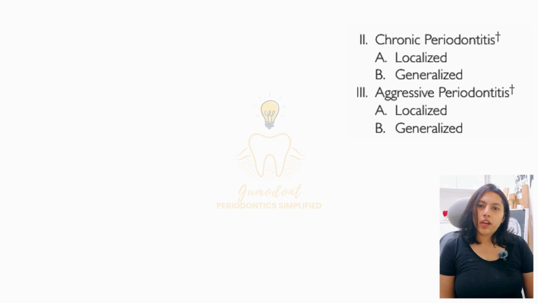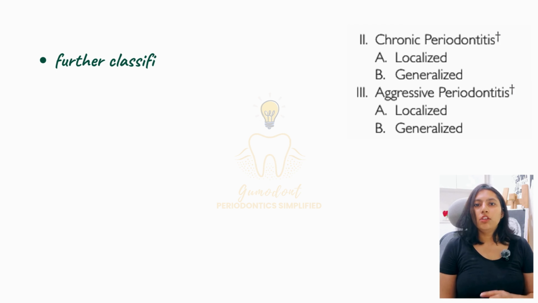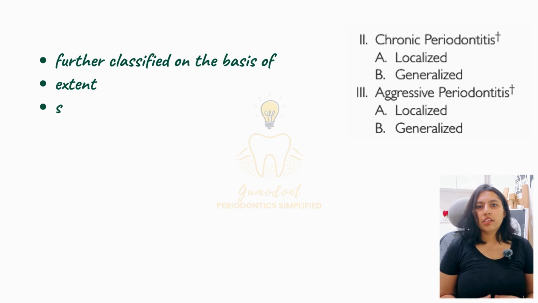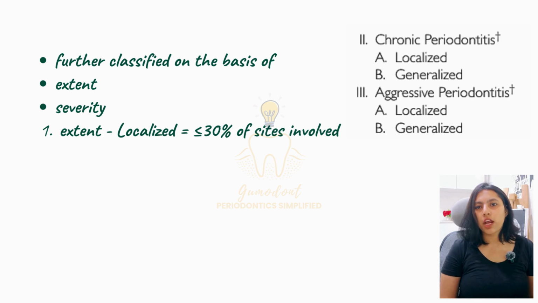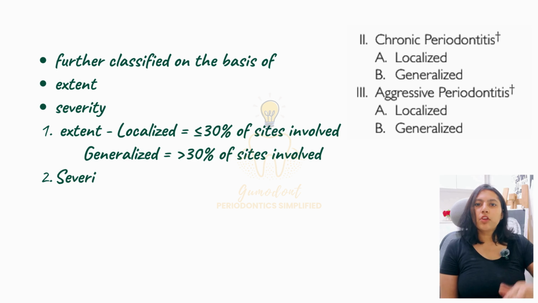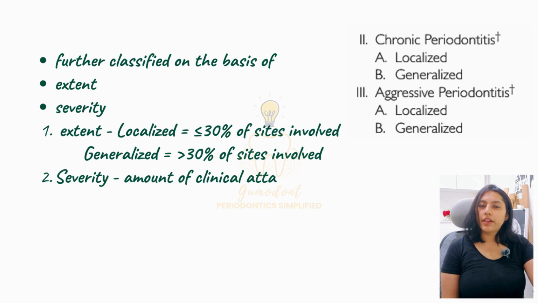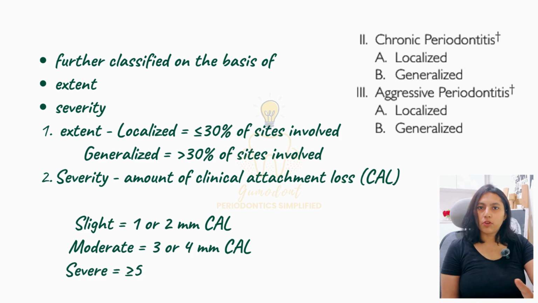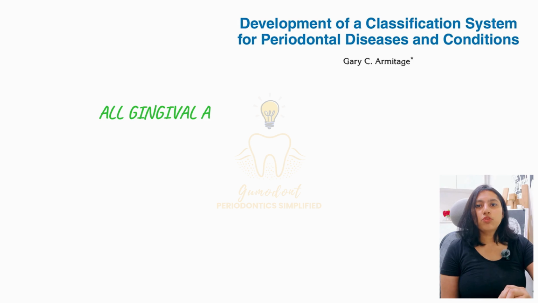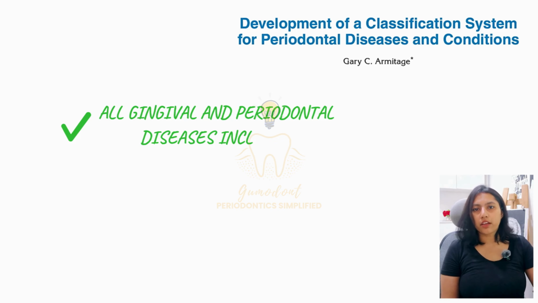Now, if we look into periodontitis, he separated chronic and aggressive periodontitis and subclassified them on the basis of extent and severity. Extent was defined by the number of sites. If they were less than 30%, it was localized periodontitis, and if they were more than 30%, it was generalized periodontitis. And severity was characterized on the basis of the amount of clinical attachment loss. Slight attachment loss was 1 or 2 mm of CAL, moderate was 3 to 4 mm, and severe was more than 5 mm clinical attachment loss. So this system attempts to include almost all periodontal conditions within defined categories.